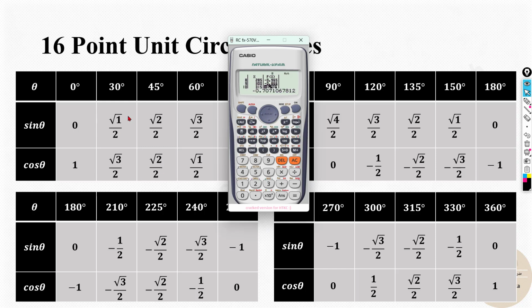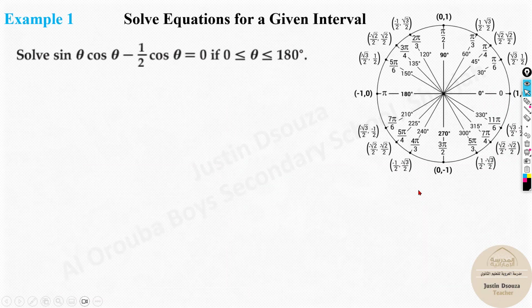Now if you know the unit circle, you will already have it. There are other ways also, directly using the calculator, but the thing is, you won't get all the correct answers. Now we will look into problems, you'll understand much better.